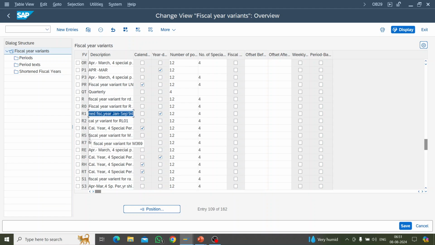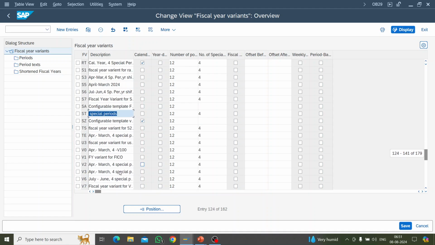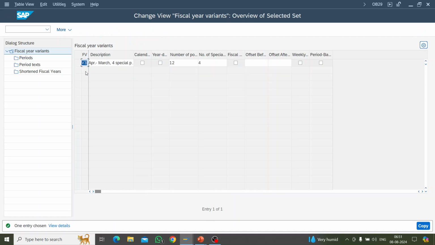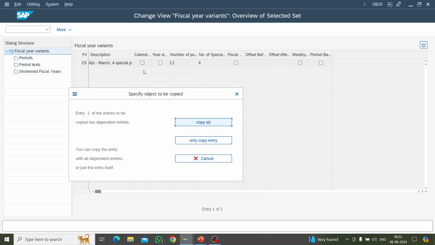So what I will do is, suppose with regard to V3 or maybe K4 I want to copy. Let me copy V3, non-calendar year. I will just select this and click on copy. It will get copied over here. Then instead of V3 you have to give some name. Two characters you can give. Suppose I have given G9, enter.